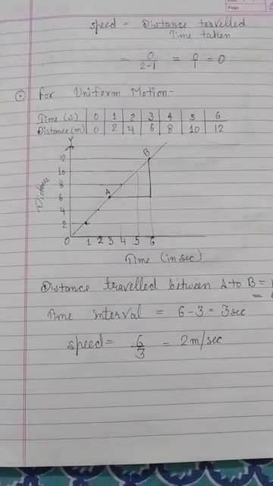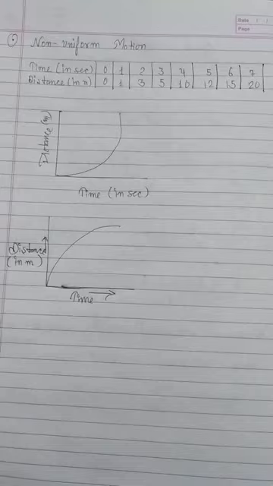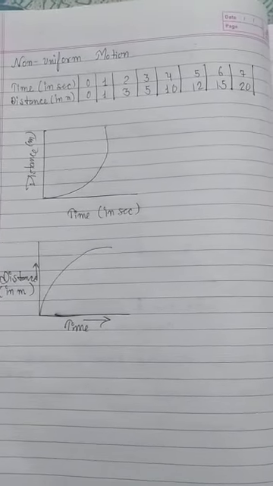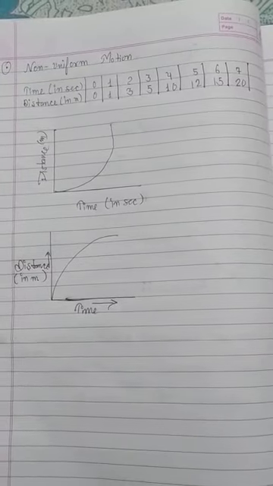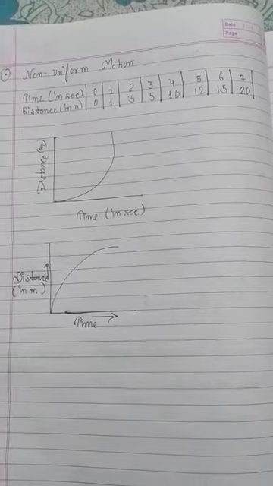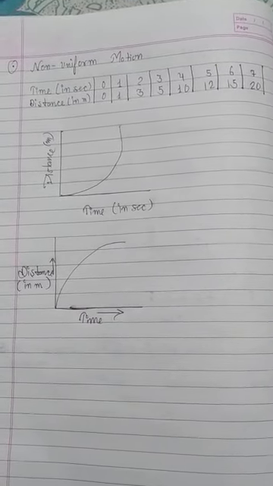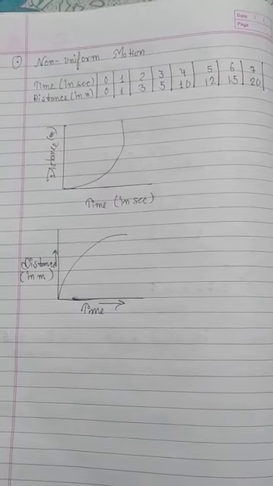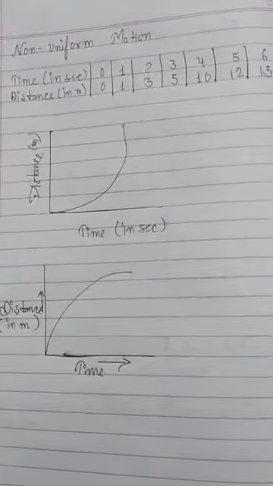Now next we'll discuss the graph for non-uniform motion. Distance time graph for non-uniform motion. We have taken some values, and when we draw the graph for non-uniform motion between distance and time, it comes out to be a curve. Whenever the speed of the body is increasing, the graph comes out to be above the line, and whenever the speed of the body is decreasing, the graph comes out to be below it. Thank you.